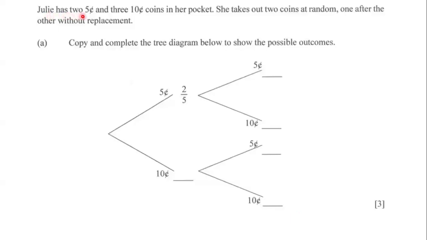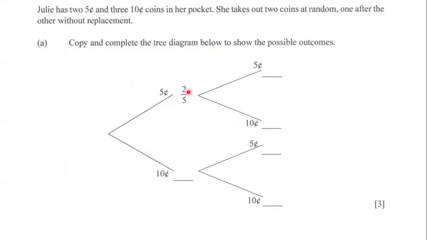Julie has 2 5-cent and 3 10-cent coins in her pocket. She takes out 2 coins at random, one after the other without replacement. Copy and complete the tree diagram below to show the possible outcomes.